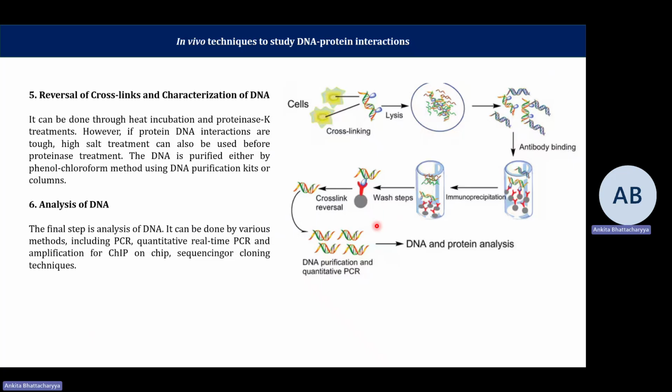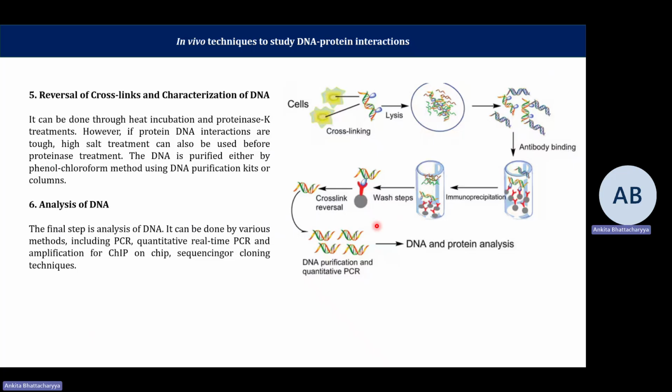Now, what you do after this, you want to reverse your cross links and characterize the DNA which was bound to your protein of interest. That can be done using heat incubation and proteinase K digestion. However, if the DNA protein interaction is quite tough, high salt treatment might also be used before the proteinase treatment, and then DNA can be purified using PCI or DNA purification kits or columns.